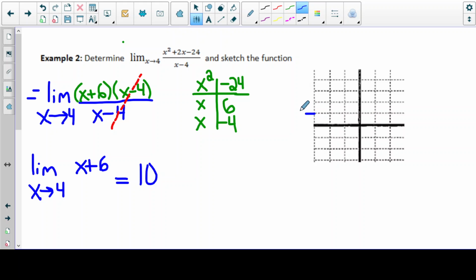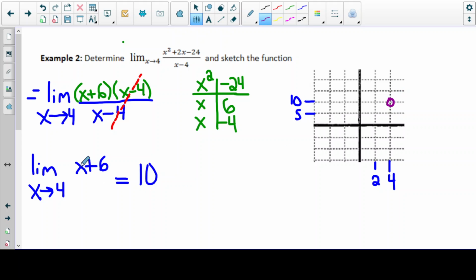So let's see here. I'm going to say that every space is 5, because I just don't have enough room here. And let's say my y values, I'll go by 2s. And so it says as x approaches 4, we have a value of 10. Now, in this case, our function is undefined at x equals 4, and so what we're going to have is an open circle.